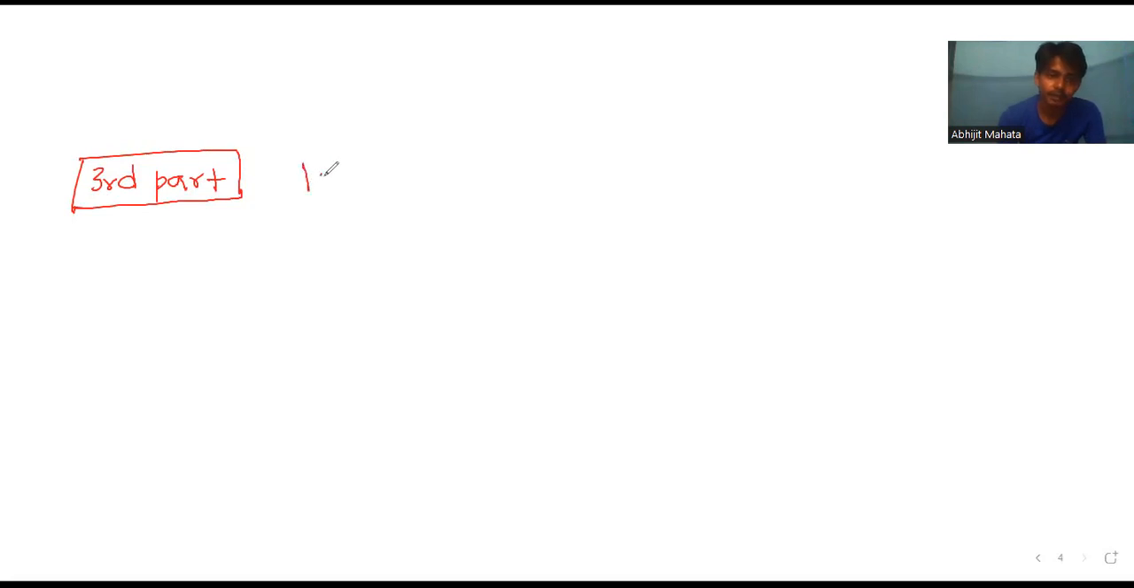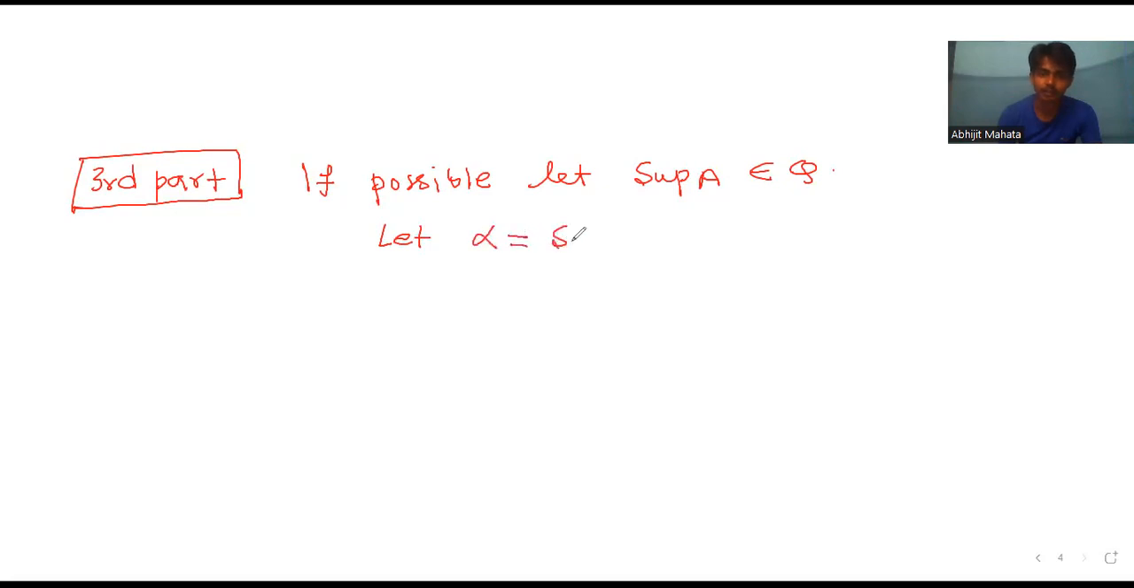So if possible, let the supremum of A exist and be rational. For convenience, let's say alpha is the supremum of A, right? So this is fine. Now alpha is of course greater than or equal to 1.